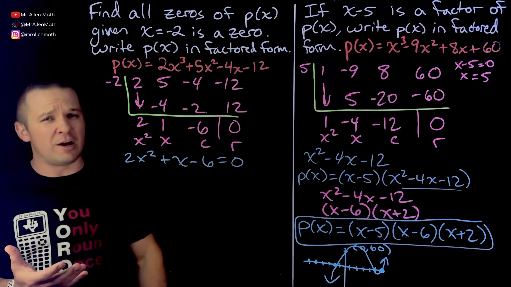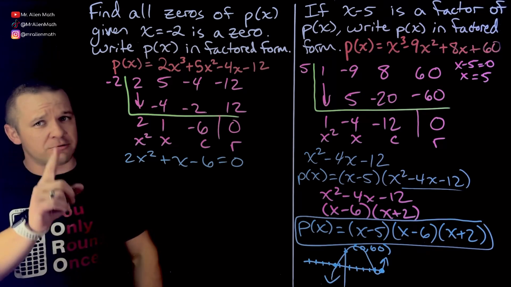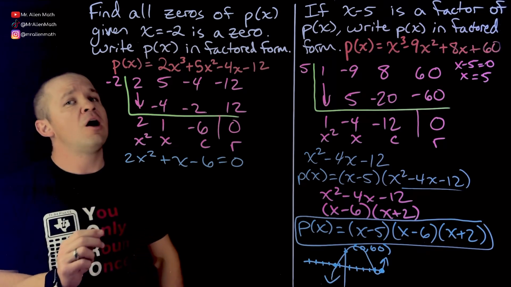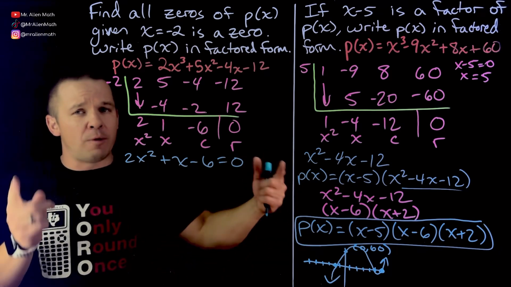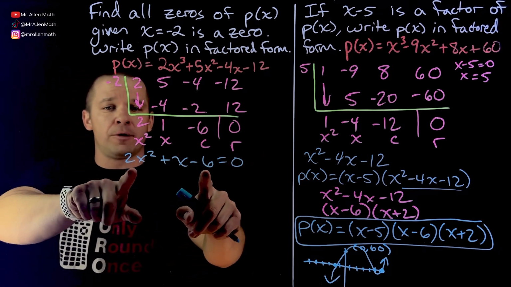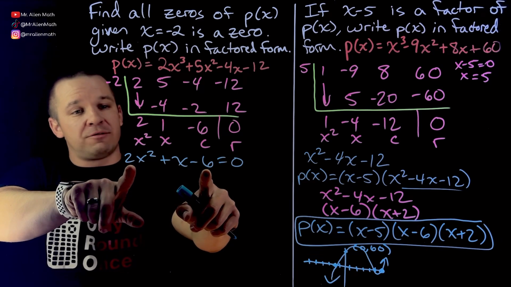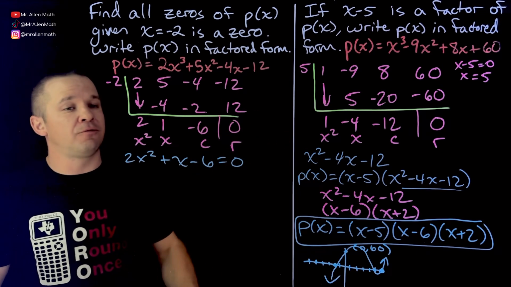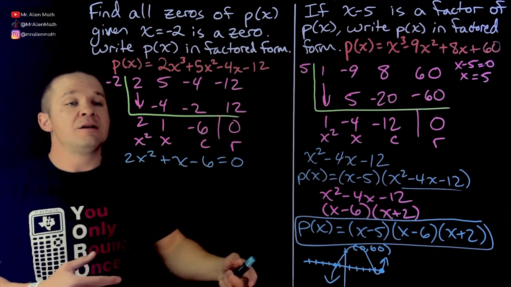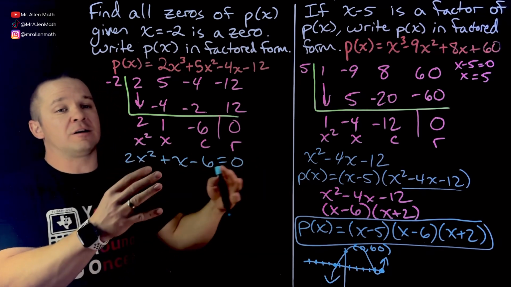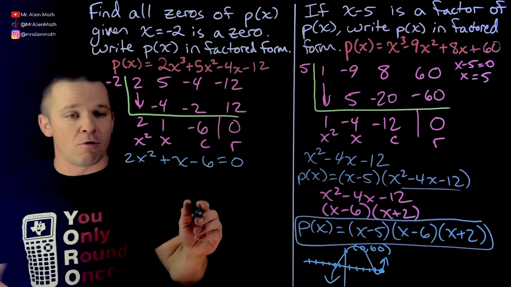Well, I've got a trinomial, a quadratic trinomial. Factoring is my go-to. And if I can't factor it, I'll go to the quadratic formula. The way I can check quickly to see if it's factorable: 2 and negative 6 gives me negative 12. Does anything multiply to negative 12 and add to 1? Yes, 4 and negative 3. So it is factorable. Now you could use those numbers along with factor by grouping to factor this thing, or you can do guess and check.